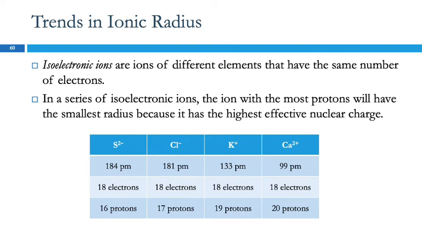Then we have what are called isoelectronic ions. So that prefix iso means same. So the same electrons. So these are ions of different elements that have the same number of electrons.